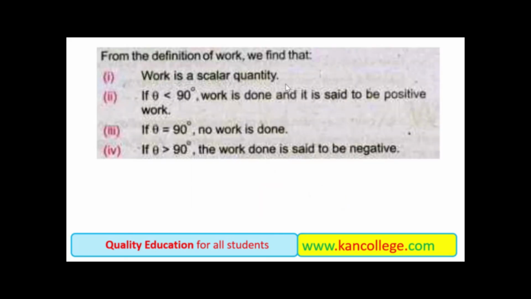So from the definition of work, we find that work is a scalar quantity. And if the angle is less than 90, work is done and it is said to be positive work. That is, it increases the speed of the body or it increases the energy of the body, the kinetic energy of the body. And if the angle is 90, then no work is done. And if the angle is greater than 90, then the work done is said to be negative, as in this case, the force tries to stop or slow down the object. So the work done by this force will be negative.